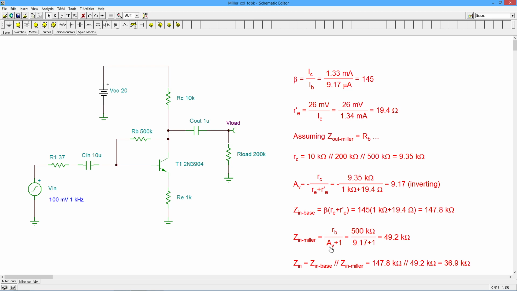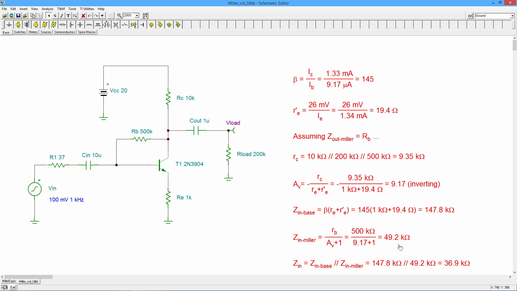Remember the calculation I did there. I said the input was 1, and then the output was A times the input. In other words, it was negative A times 1, so we get negative A, and 1 minus negative A gave us 1 plus A, A plus 1. So use the magnitude on this: 500K divided by 9.17 plus 1. That gives us just shy of 50K ohms, 49.2K. And our total Zin is the Zin base of nearly 150K in parallel with just about 50K.